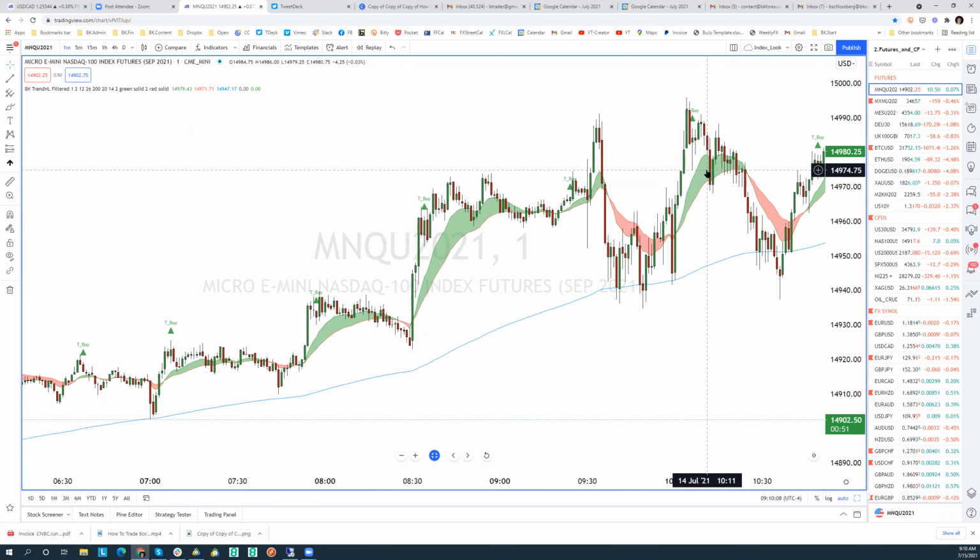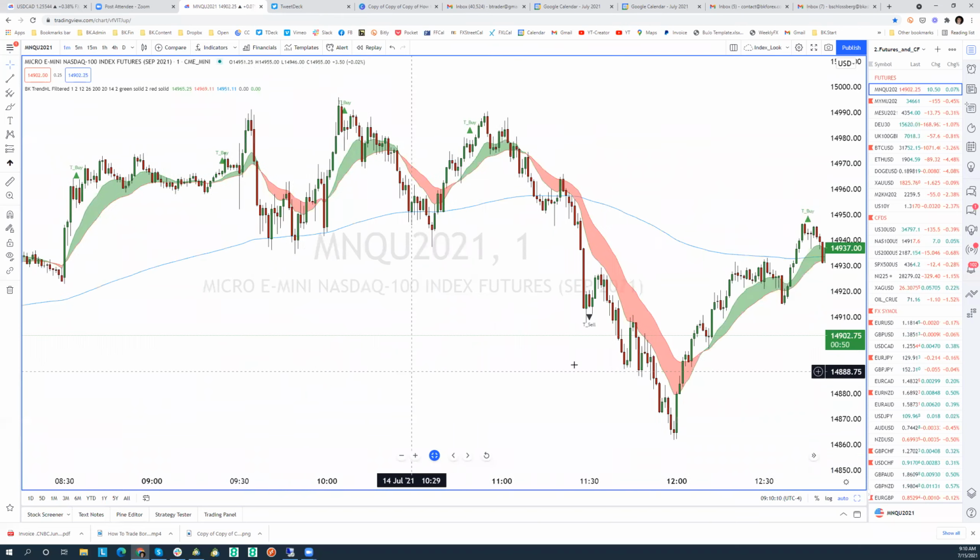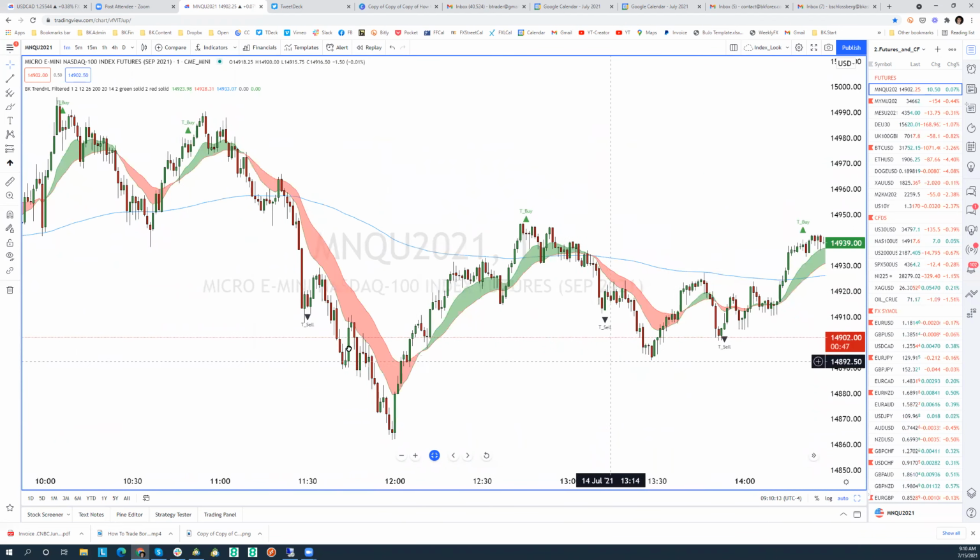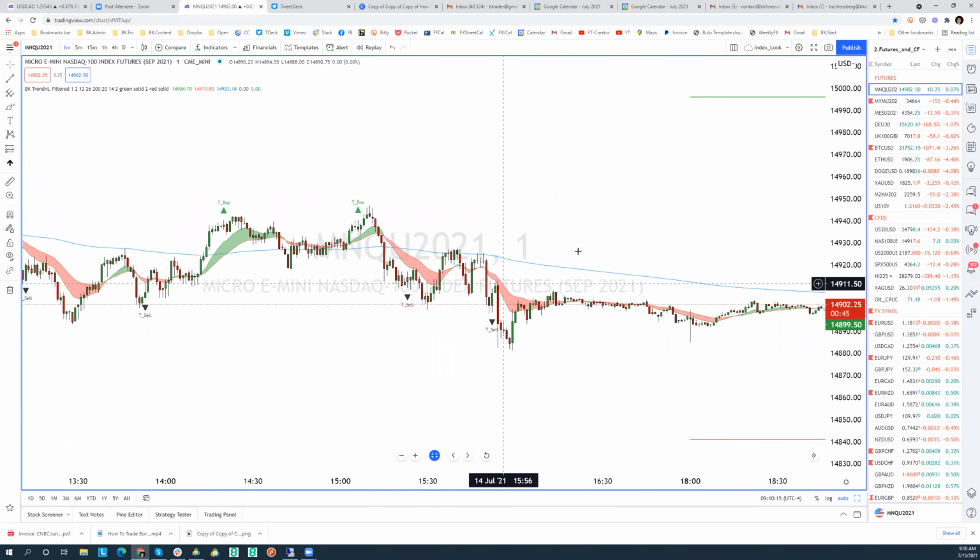Sometimes it definitely does. So that's 3 for 3. And then we go to 1530, anything after 1530. Here, 1530 is over here. This is after 1530, which is the last half hour of the New York session.